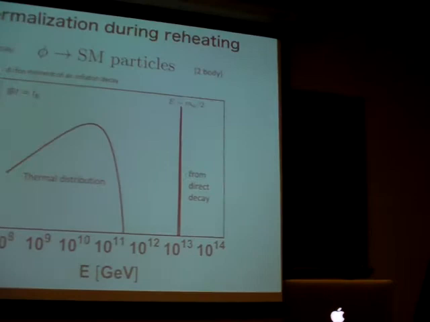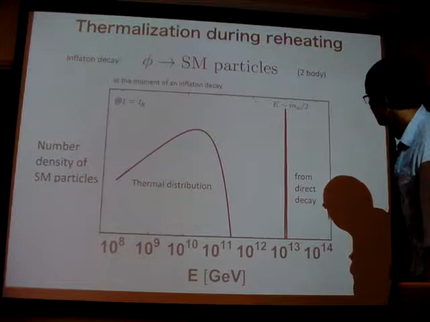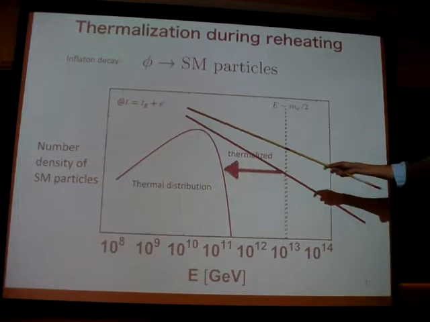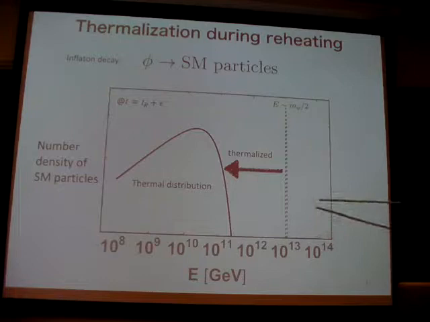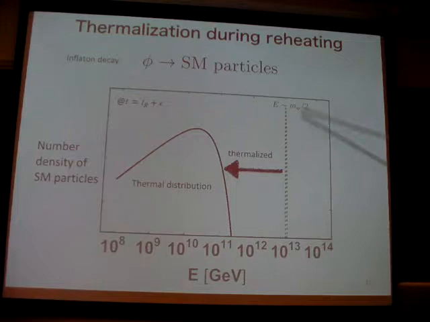So this is a moment of inflaton decay. And if we push forward the clock by a small time scale, epsilon, then we will find this monochromatic mode disappears. This is due to the energy loss process induced by the scattering with the thermal plasma. So soon, this monochromatic mode becomes a component of the thermal distribution. This means that this mode is thermalized.